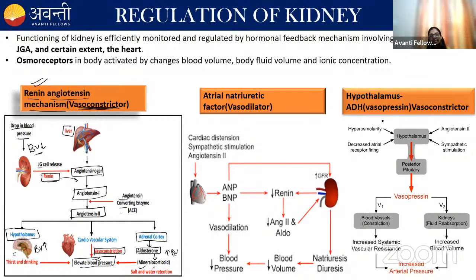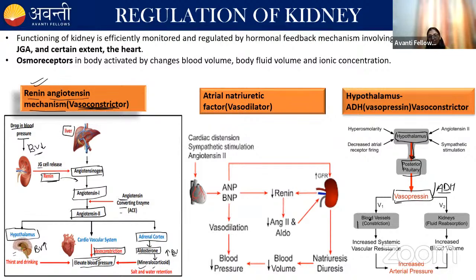During the diuresis condition, diuresis means the excess loss of water from the body. So the osmoreceptors of the hypothalamus get activated. When they get activated, they signal the posterior pituitary to secrete a hormone, vasopressin, also known as ADH, which is antidiuretic hormone.